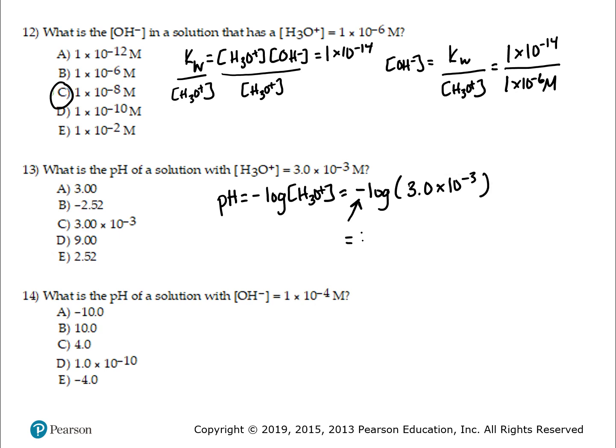Your calculator should tell you something like this, which you need to know. With sig figs, you need 2 decimal places. And the answer is E. Notice how there's negative 2.52 as an answer. If you don't include the negative sign in front of the log, you'll get negative 2.52. So you need to be careful here.